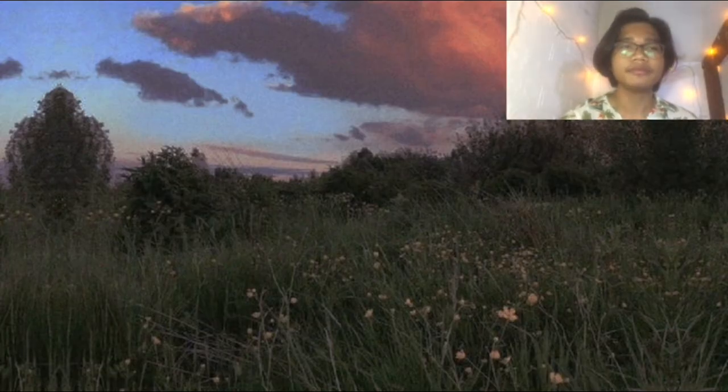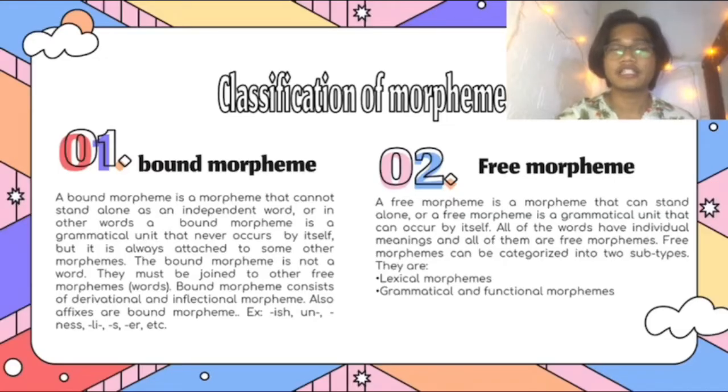Okay. The next material is classification of morphemes. There are some types of morpheme, such as free and bound morphemes. The first type of morpheme is free morpheme. A free morpheme is a morpheme that can stand alone, or a grammatical unit that can occur by itself. All of the words have individual meanings, and all of them are free morphemes.